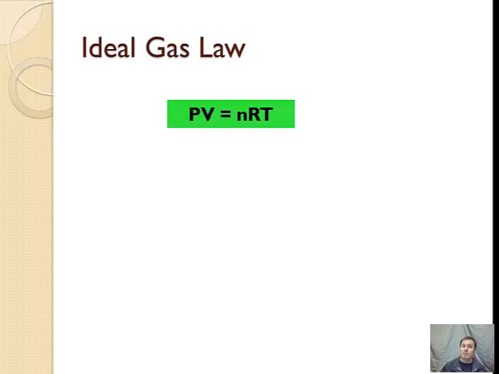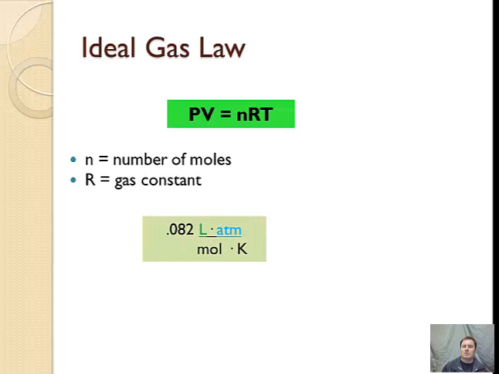Well, P is pressure, V is volume, n represents the number of moles. So you might have to convert from grams to moles, and you guys know how to do that. R is what we call the gas constant, and you will need to know this value along with its unit. So R is equal to 0.0821 liters times atmosphere over moles times degree Kelvin. Okay, and then T is temperature.